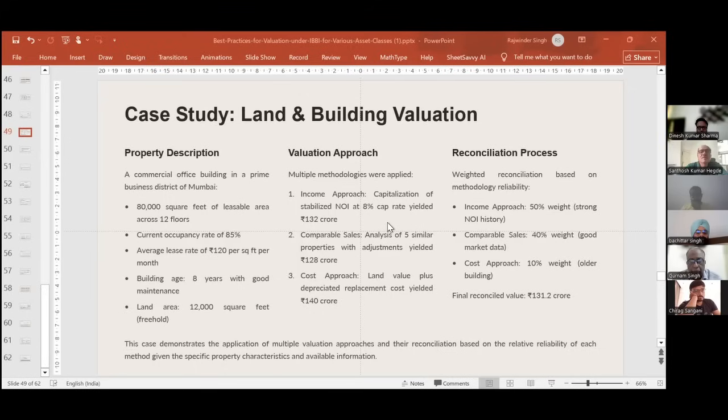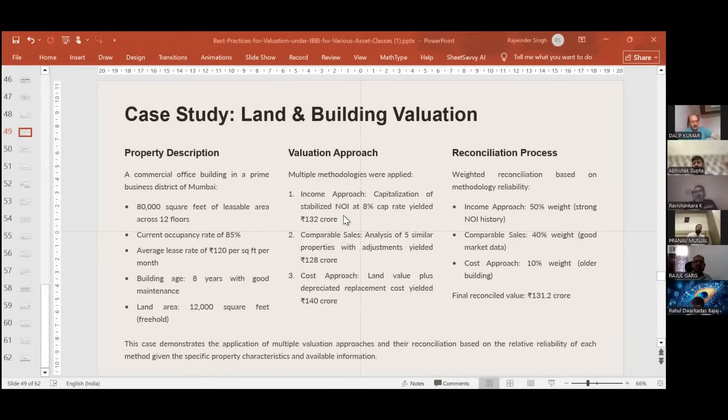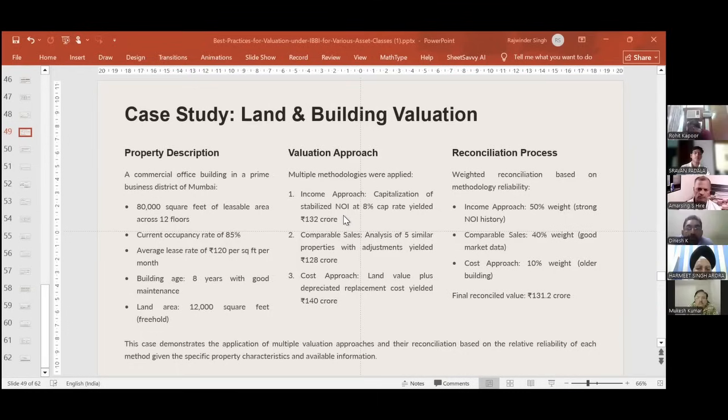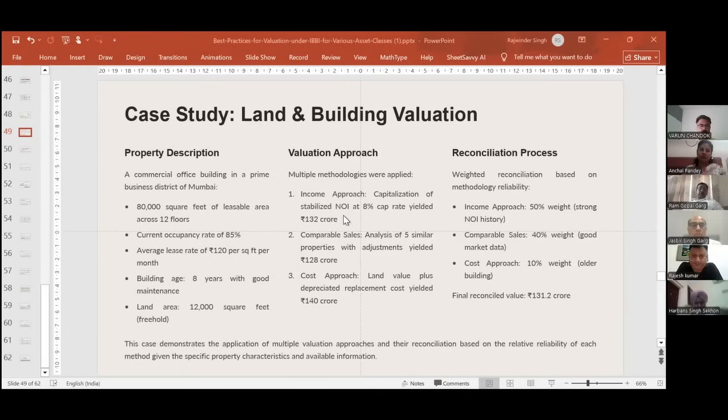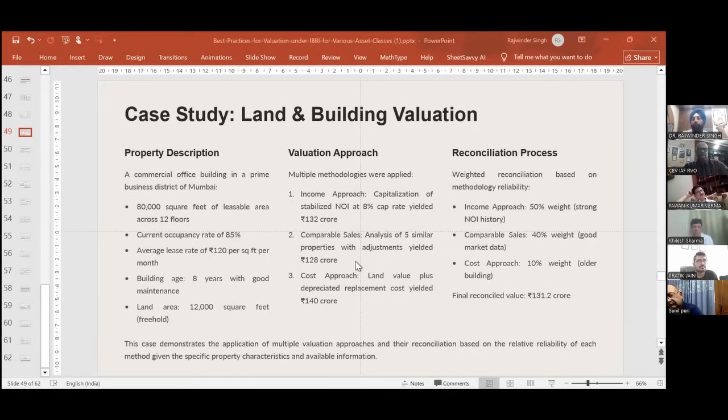as 132 crore. Then from the comparables, we collected data for five similar properties, and after analysis of these properties with proper adjustment, it yielded a value of 128 crore. And from the cost approach, with the land value plus depreciated replacement cost, the value comes out to be 140 crore. And then in the reconciliation process, we do weighted reconciliation based on methodology reliability.